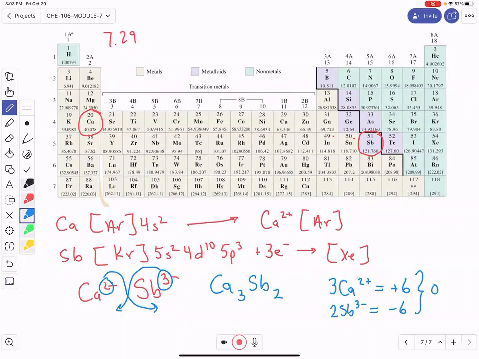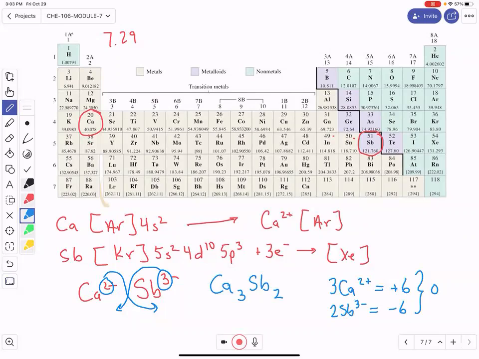Now we're looking at it in terms of the valence electrons: why does calcium want to form 2+? Calcium wants to form 2+ because it has 2 valence electrons to lose. When it loses those electrons, it's isoelectronic with a noble gas.